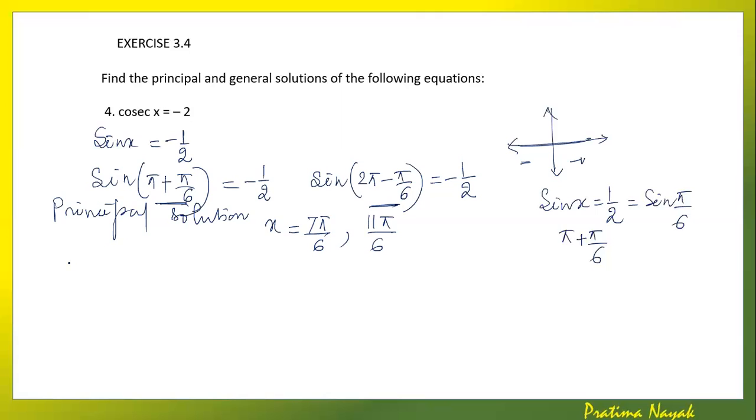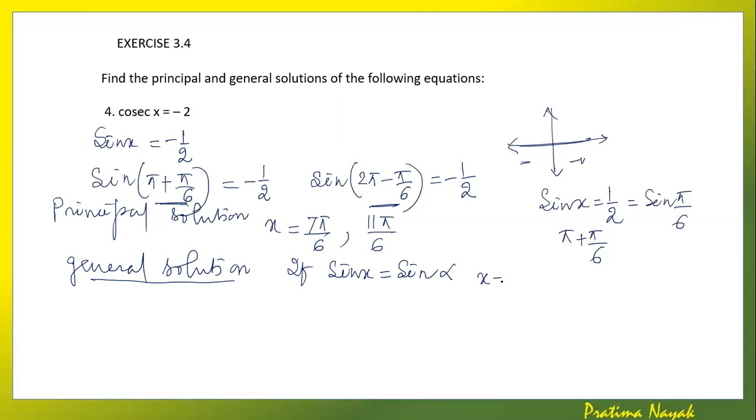Now come to the general solution. For the general solution, let us fit into the format. If sin x is equal to sin alpha, then x is equal to n pi plus minus 1 to the power n into alpha. So only if you keep on remembering, you can solve all the questions. So x is equal to n pi plus minus 1 to the power n, you will take 7 pi by 6, not 11 pi by 6. Of course, you write n is an integer.